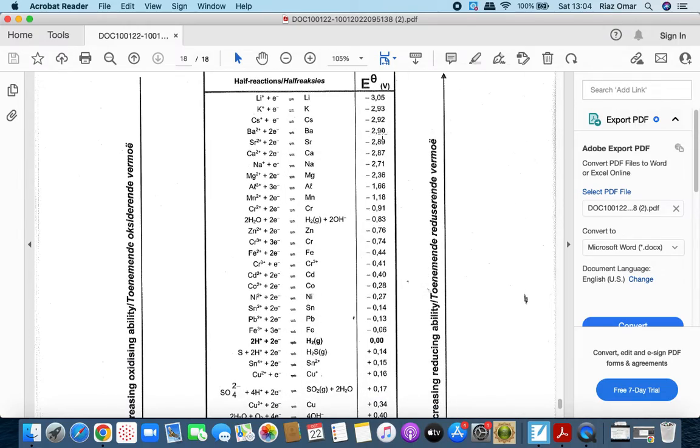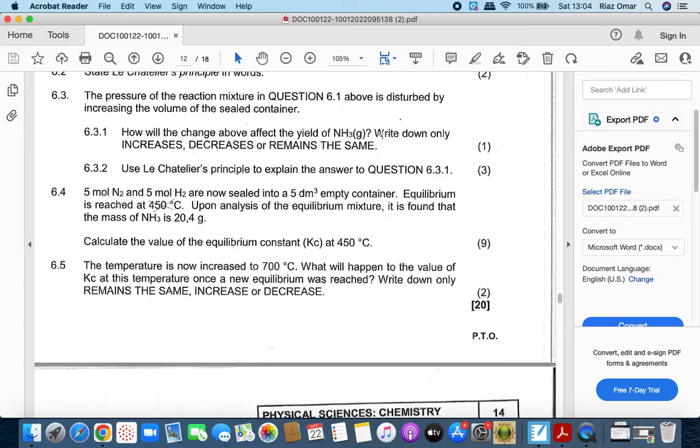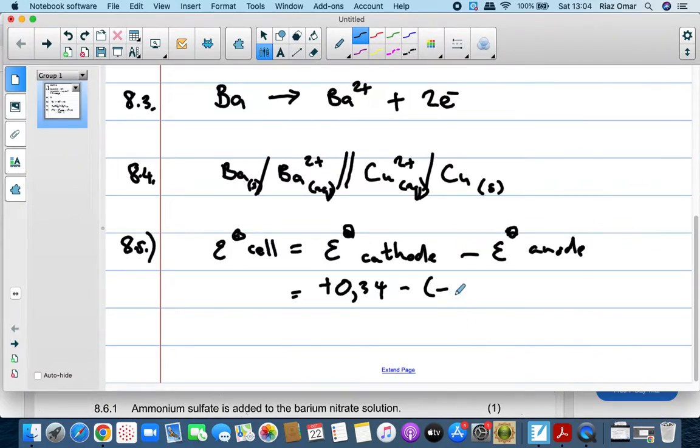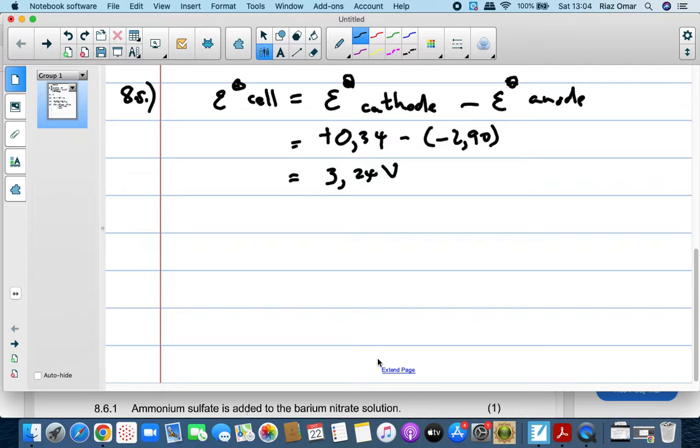Minus 2.90, and then if you work that out, the negative becomes a positive, so it becomes 2.90 plus 0.34, which is 3.24 volts. So that will be the answer. E cathode minus E anode, 0.34 minus 2.90, and that will give you the answer.